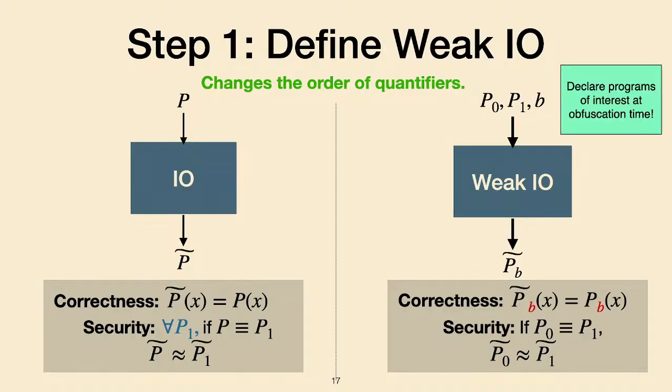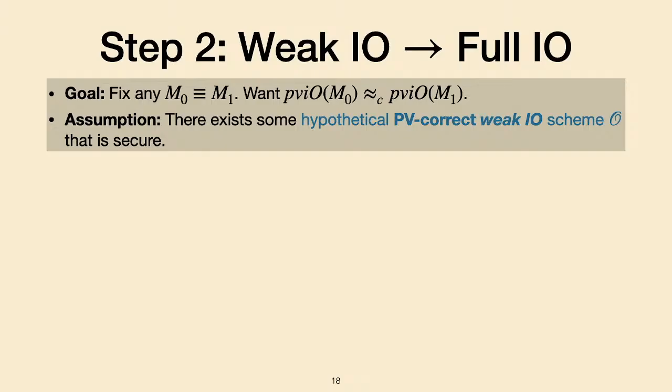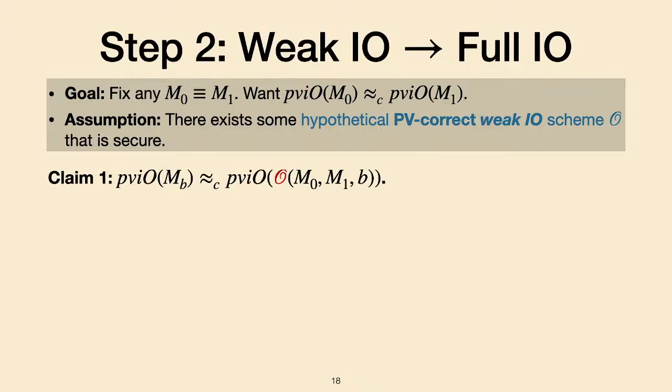So suppose we have this thing. So step 1, fix any M0, M1, and I want to show PVIO of M0 and PVIO of M1 are indistinguishable. And suppose there exists some PV-correct weak I/O scheme. So what I'm going to first say is, if I put the weak I/O obfuscation of M0, M1, and B inside the PVIO, these two things are indistinguishable. So the functionality of this is the same as MB, right?